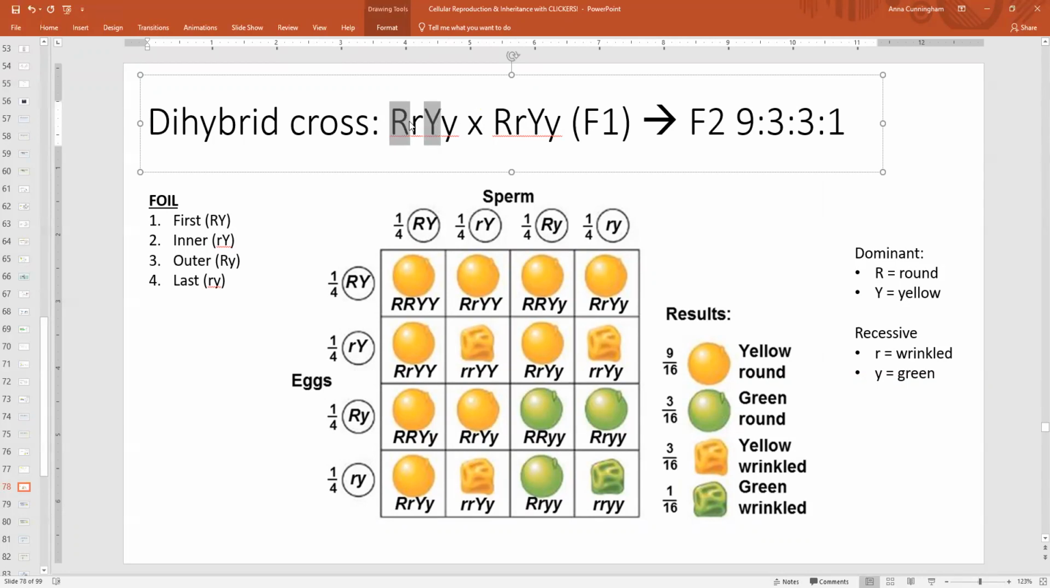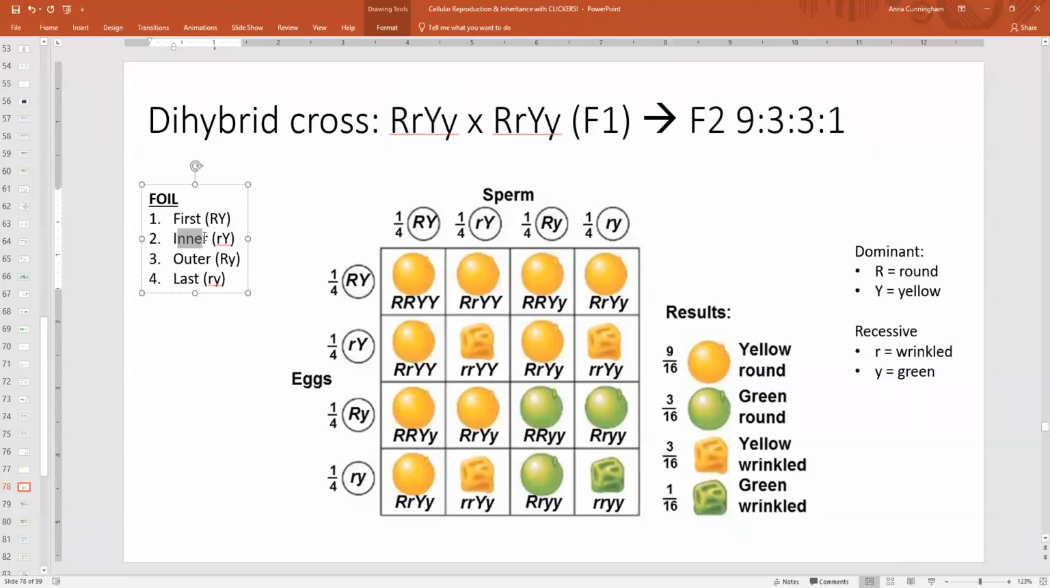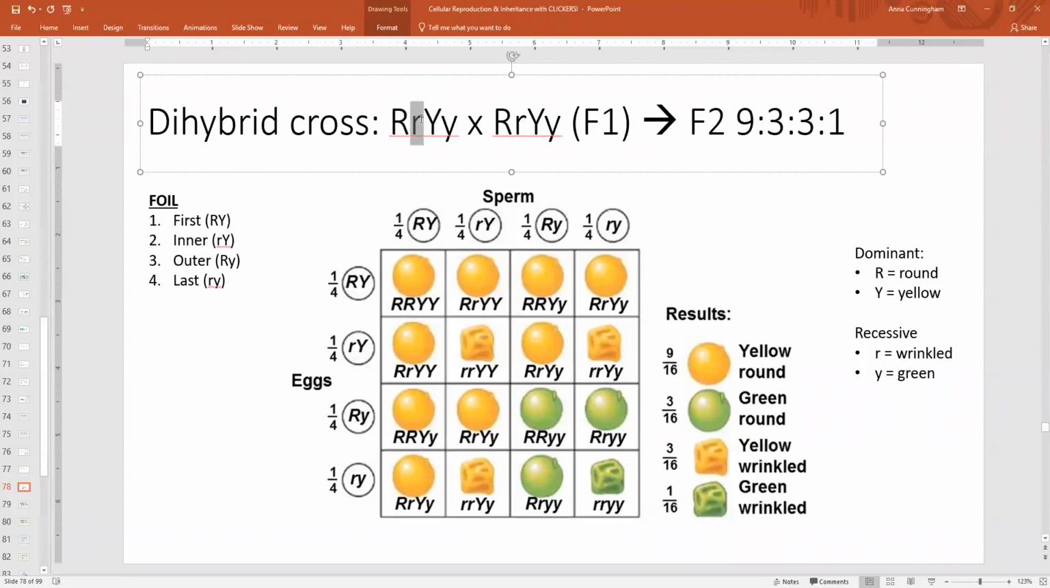There we go. First would be the first allele in each of those genotypes. So capital R, capital Y. First allele, capital R, capital Y. Inner would be the inner two. Inner would be lowercase r, capital Y. And that's what you see on the second box.